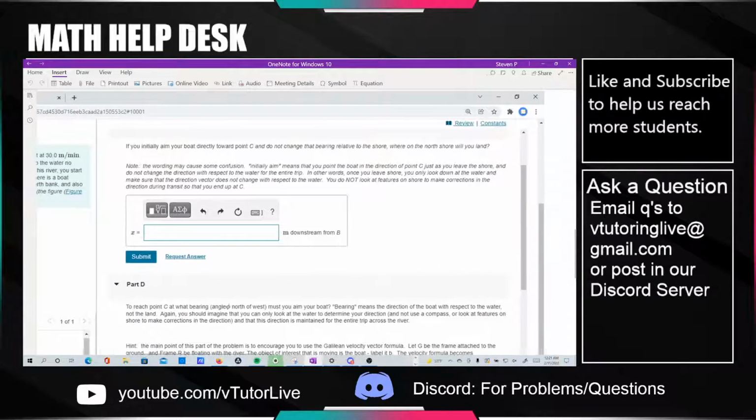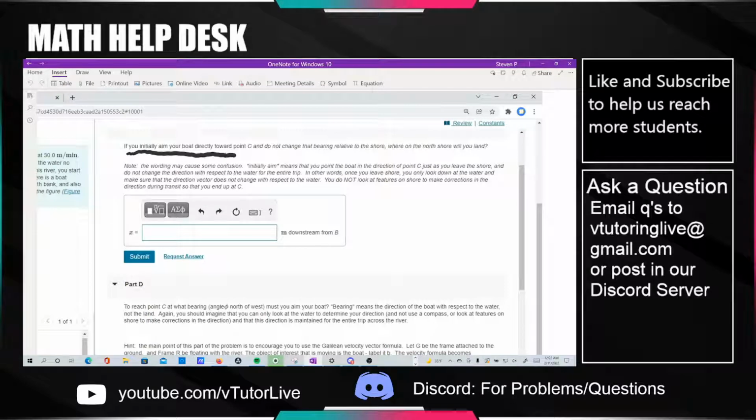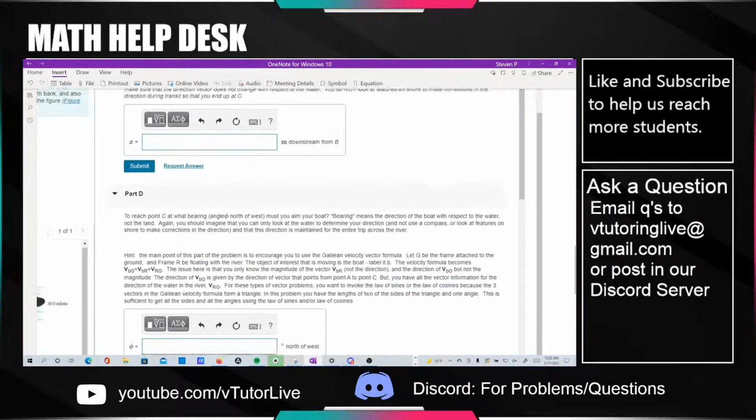I think one of the very first ones was, if you initially aim your boat directly towards C and do not change that bearing, where on the north shore do you land?